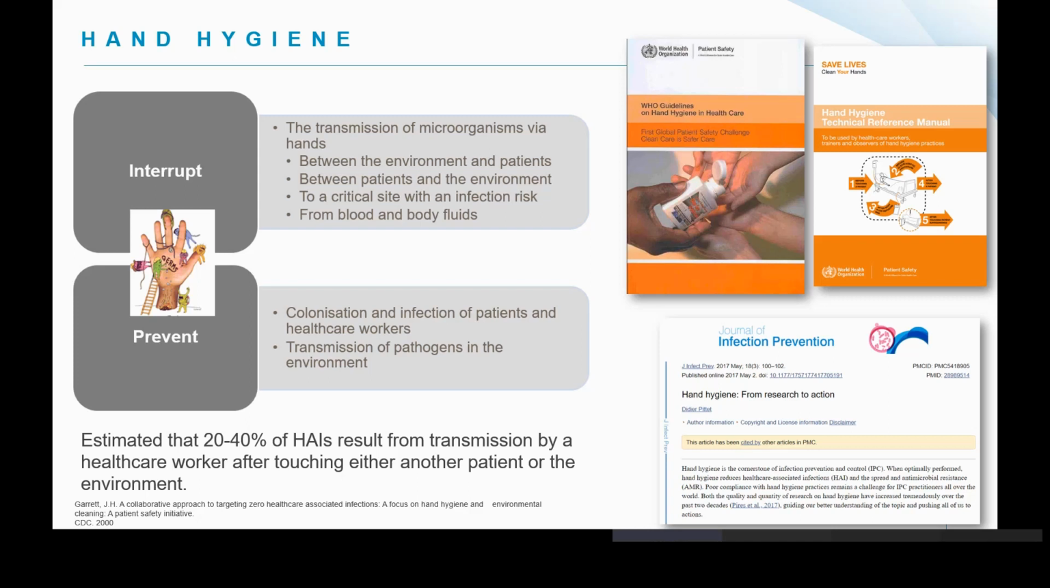In a study that was done by Garrett and colleagues, they found that an estimated 20 to 40% of HAIs result from transmission by a healthcare worker after touching either another patient or the environment. They also found that healthcare workers can contaminate their hands with 100 to 1,000 colony-forming units of Klebsiella species during clean activities, such as lifting a patient, recording a pulse, taking a blood pressure, or just touching a patient. Fingers of nurses are the most likely area to become contaminated, mostly by gram-negative bacilli and Staph aureus. And then there's increasing evidence about the role of the environmental services in the transmission of pathogens.